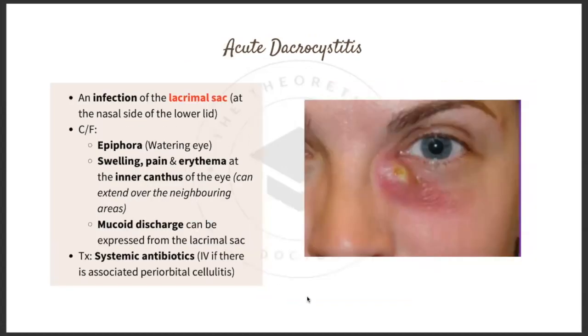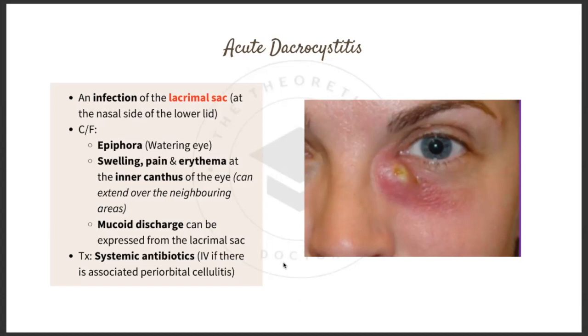Acute dacryocystitis. It is an infection of the lacrimal sac. So the lacrimal sac, also known as the tear duct, is at the nasal side of the lower lid, as you can see here. So it's usually from here to here.